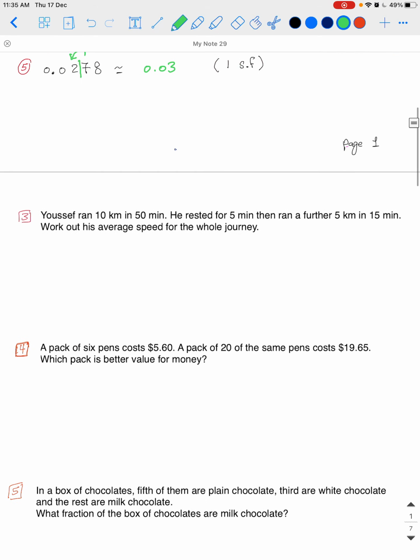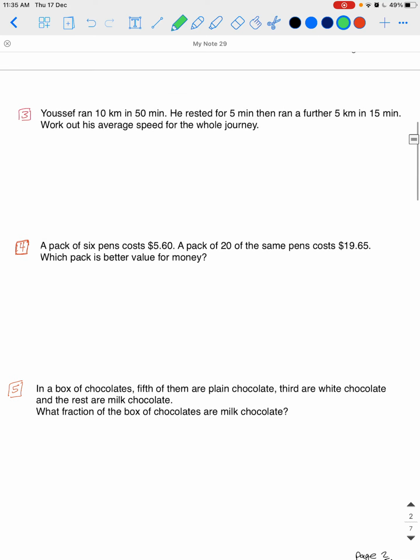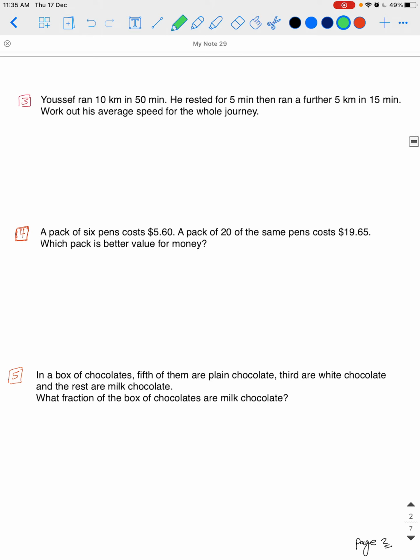Okay, let's go for the next one. Yusuf ran 10 kilometers in 50 minutes. He rested for 5 minutes, then ran a further 5 kilometers in 15 minutes. Work out his average speed for the whole journey. So I know that average speed equals total distance over total time. This is the average speed.